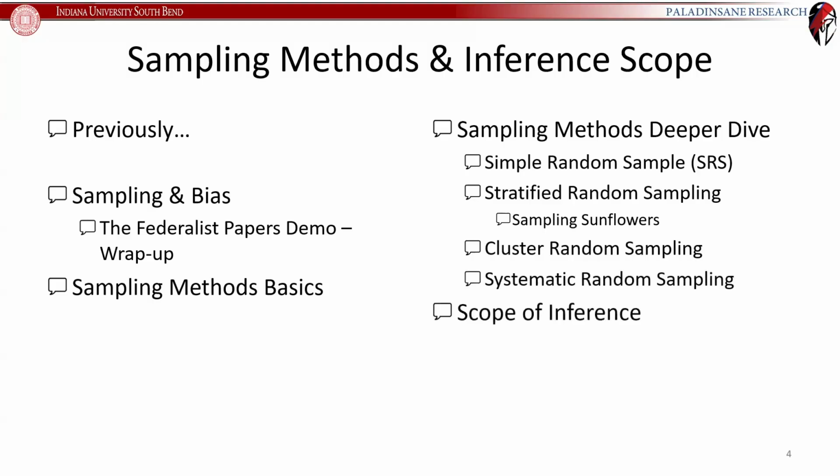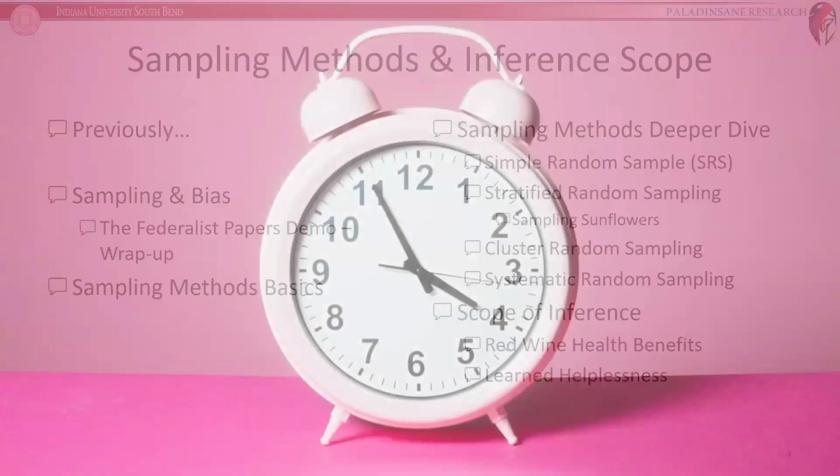And then finally, we're going to take a look at scope of inference, take a look at an example where it was done incredibly poorly, but then also take a look at an example where it was done extremely well. And spoiler alert, both of these use samples of animal subjects. So we'll see what the difference is between doing inference well and doing inference very poorly.